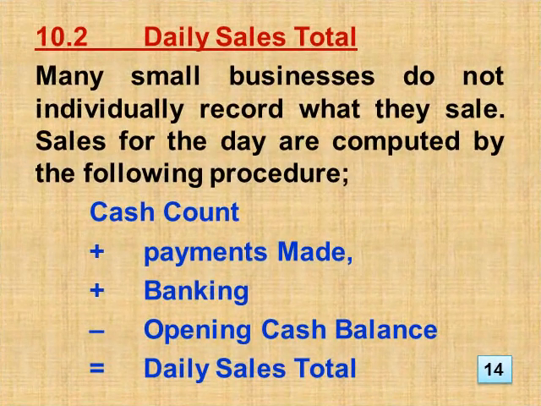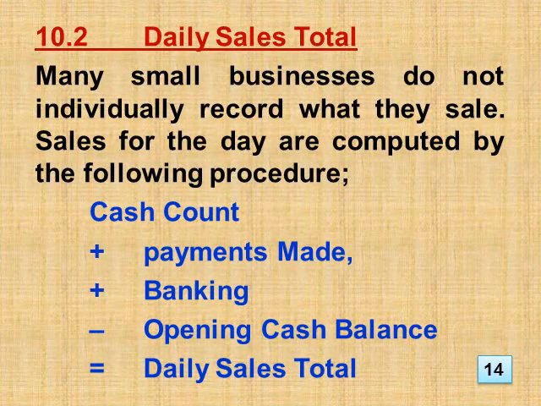Section 10.2. Daily sales total. Many small businesses do not individually record what they sell. Sales for the day are computed by the following procedure. Count the cash at the end of the day, add any payments made during the day, add any banking made, and subtract the opening cash balance at the start of the day, to get the daily sales total.